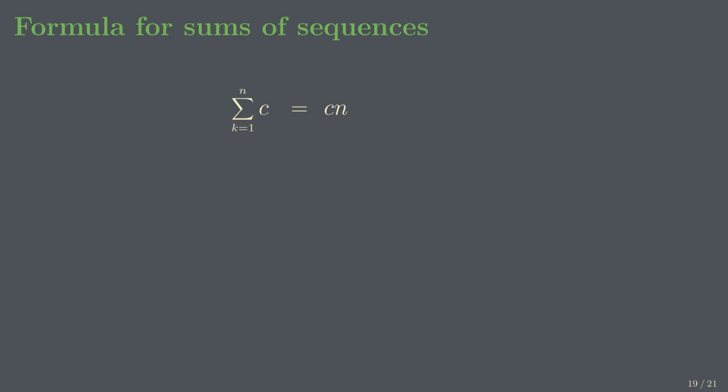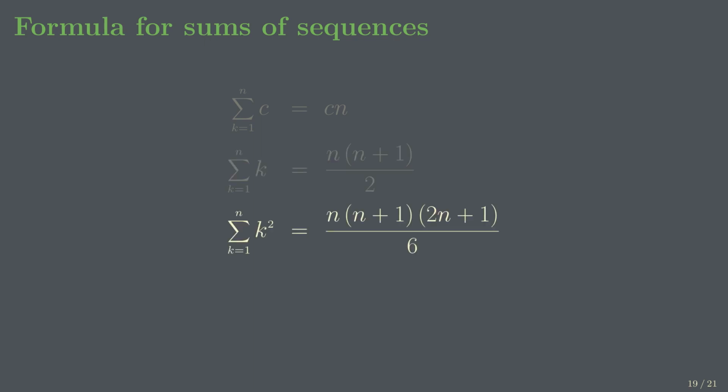Okay, so now you have some formulas for sums of sequences that we might use very frequently. First of all, if you take the sum of a constant sequence, meaning that every term is c, then the sum of the first n terms of the sequence is c times n. That is very easy to see. The second is the sum of the first n positive integers, which is given by n times n plus 1 over 2. And if you take the sum of the first n square numbers, then the formula is n times n plus 1 times 2n plus 1 over 6.